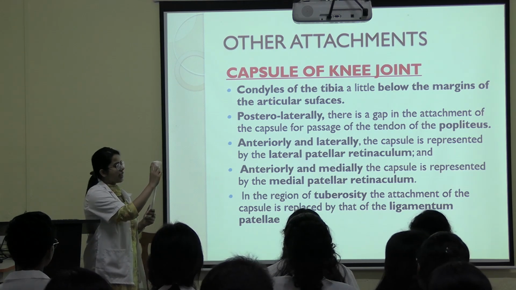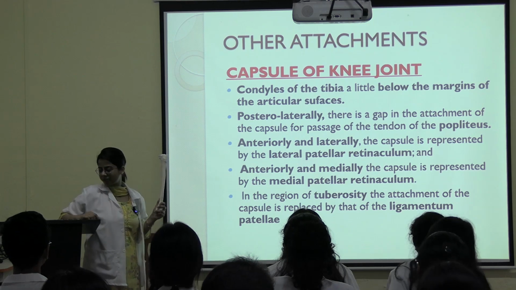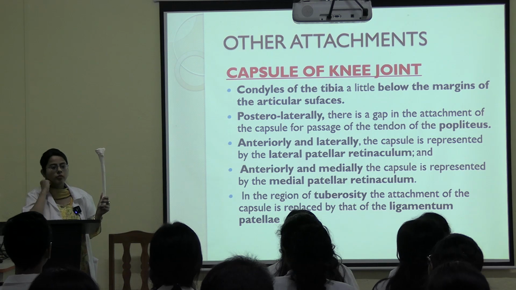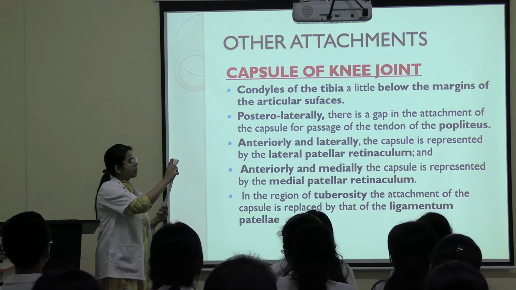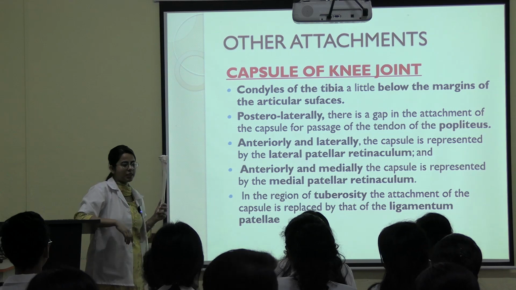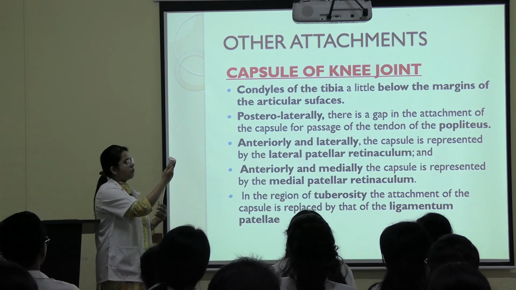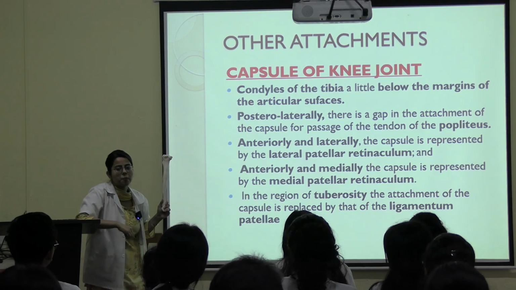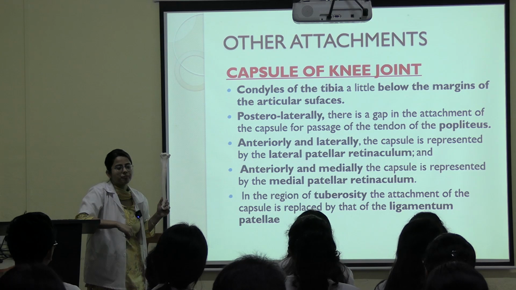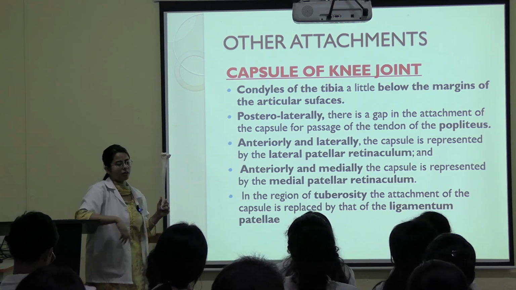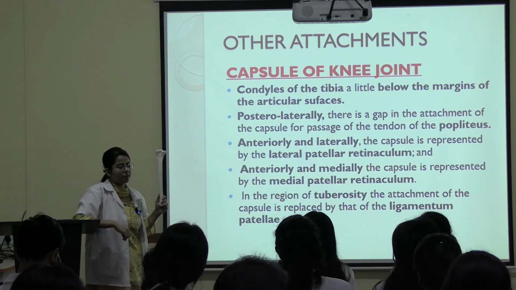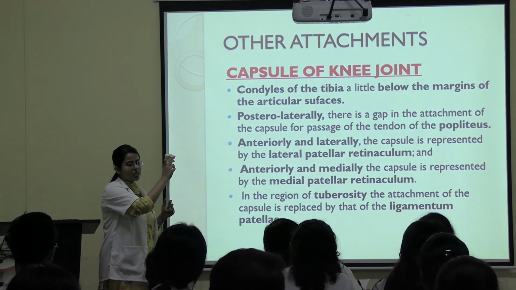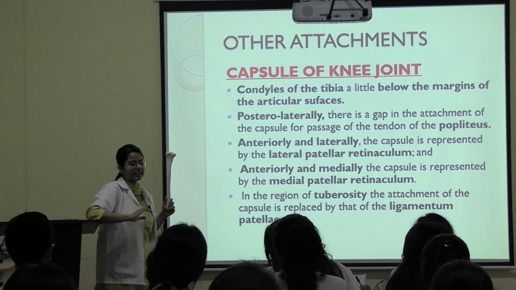Why? Because anteriorly there will be the ligamentum patellae. What do you mean by ligament? Bone to bone. Clear? So it will be deficient here because there will be ligamentum patellae in this part. Behind, above the fibular facet, which tendon passes? Tibialis posterior tendon? No, popliteus. So it will be deficient in this part also for the passage of the popliteus tendon.